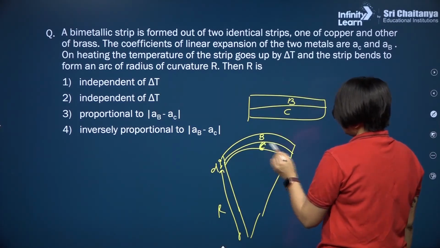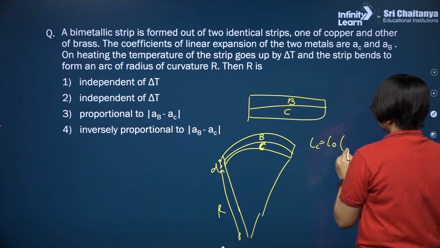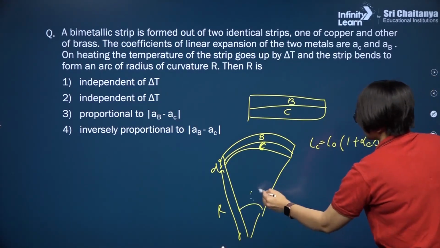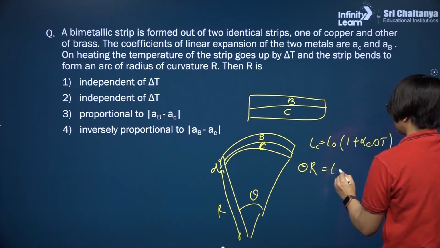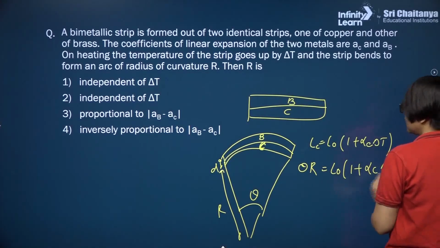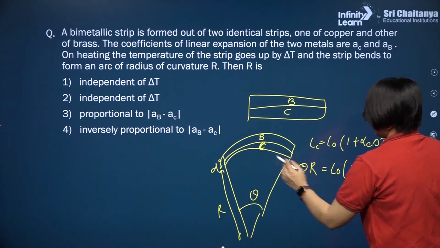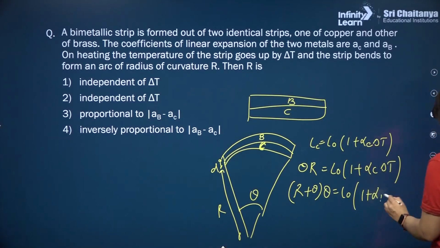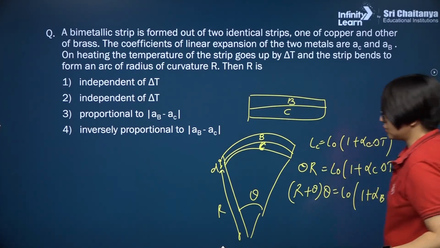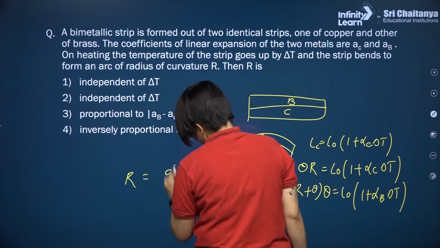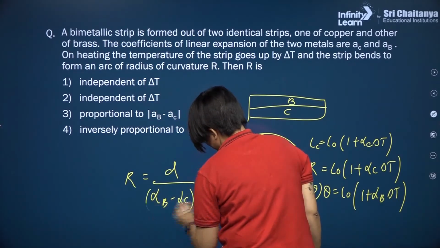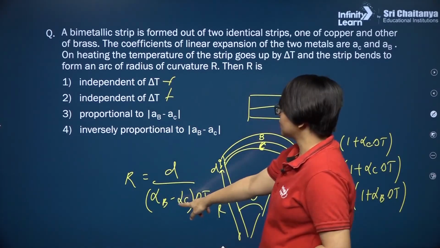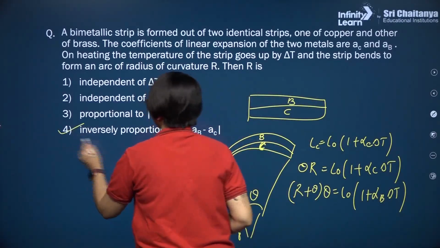So for copper, L is equal to L naught into 1 plus alpha C delta T, where L is theta into R. Let's say this arc angle is theta, so it is theta into R, that is equal to L naught into 1 plus alpha C delta T. For brass, this L is equal to R plus D into theta, that is equal to L naught into 1 plus alpha B into delta T. So after dividing and solving this, you will get the value of R as D upon alpha B minus alpha C into delta T. So you can see that it is inversely proportional to delta T. So it is not independent of delta T, and it is inversely proportional to alpha B minus alpha C, which is option 4.